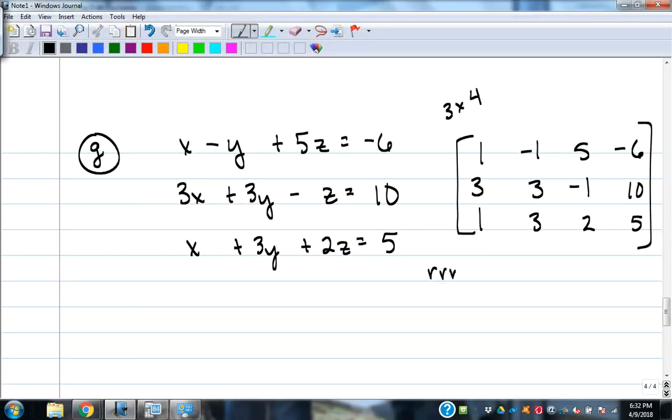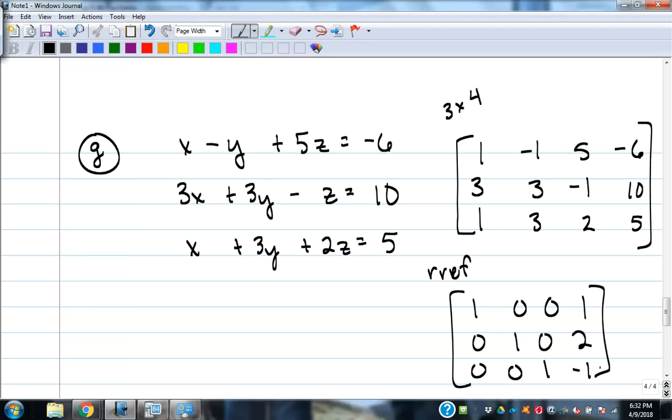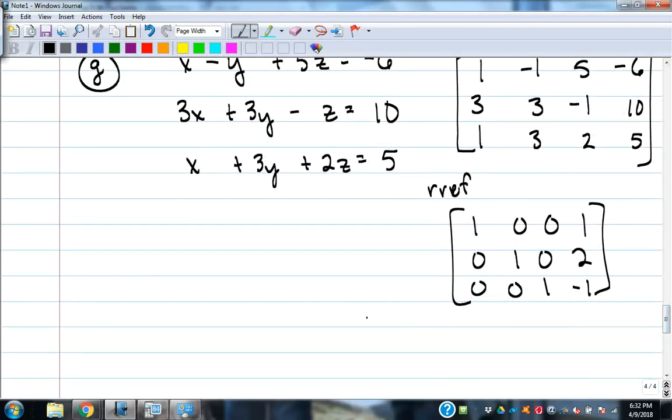So through the magic of RREF, we now have 1, 0, 0, 1. Wow, put so much space there. And then 0, 1, 0, 2, 0, 0, 1, -1. That's the matrix, solution matrix to this. And so our answers are X equals 1, Y equals 2, Z equals -1, or the ordered triple, 1, 2, -1.